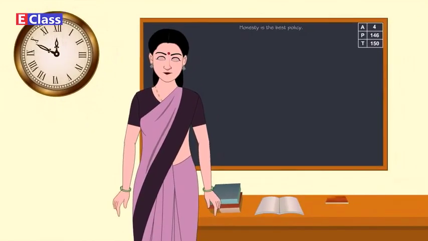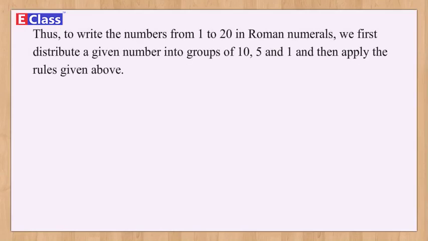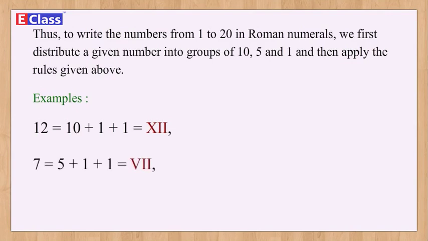Now friends, the point which I told you is very important. So, you have to always keep it in mind. Thus, to write the numbers from 1 to 20 in Roman numerals, we first distribute a given number into groups of 10, 5 and 1 and then apply the rules given above. Thus, 12 is equal to 10 plus 1 plus 1, which is equal to XII. 7 is equal to 5 plus 1 plus 1, which is equal to VII.